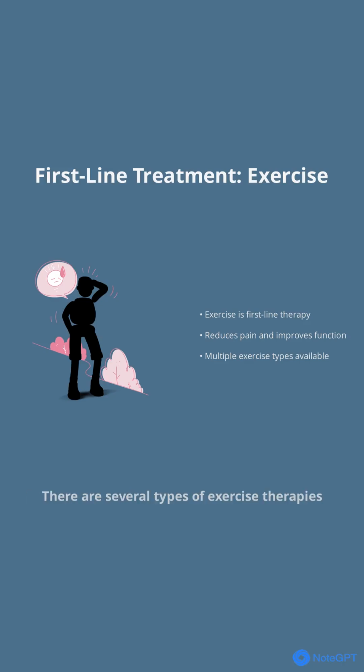There are several types of exercise therapies, each with unique benefits. These include aerobic exercises, aquatic exercises, resistance training, and mind-body practices like yoga or tai chi. While all forms can be helpful, resistance training stands out for its ability to directly target muscle weakness and joint instability, which are common in KOA.